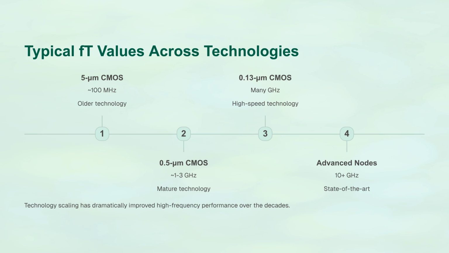Technology scaling has drastically improved fT values. Older 5-micrometer CMOS devices had fT around 100 MHz. Modern advanced nodes now achieve fT values exceeding 10 GHz, enabling high-speed applications.